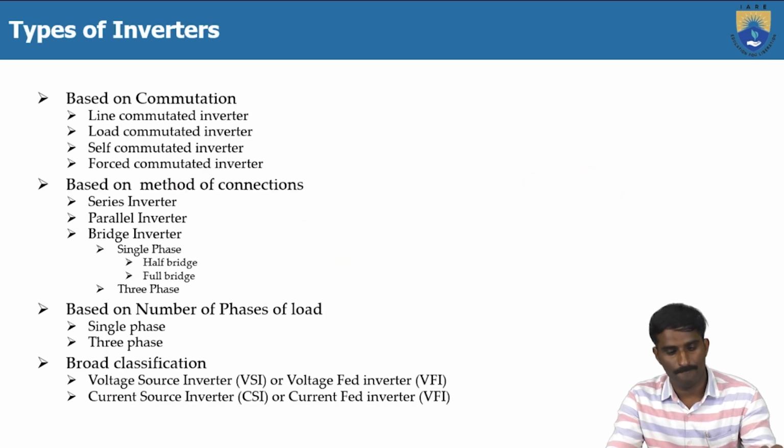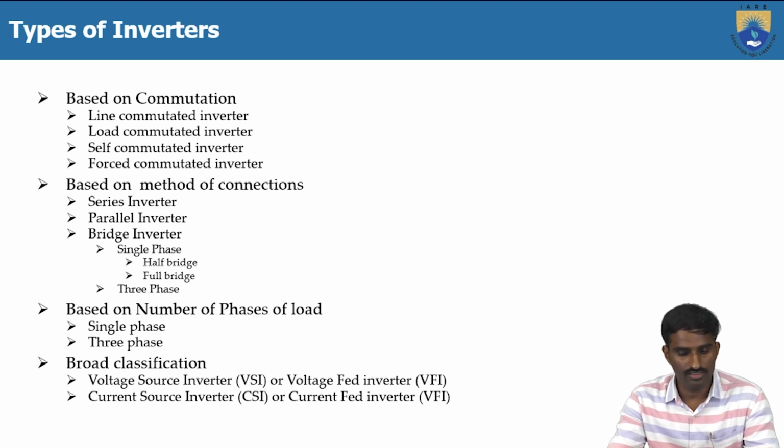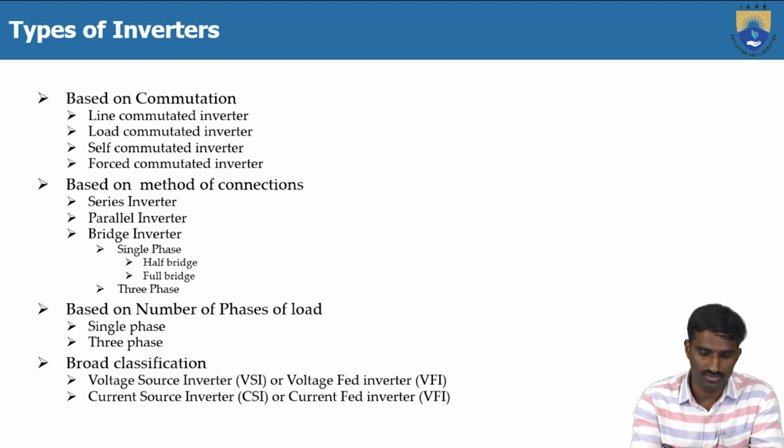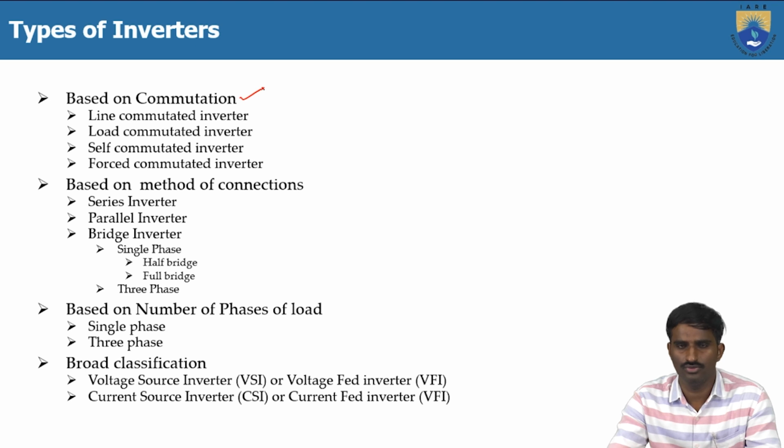And then what are the different types of inverters? The types of inverters can be classified based on different parameters. Here, the first one is based on commutation. We already know what is meant by commutation: commutation is nothing but the process to turn off the thyristor. Of course, we already discussed different types of commutations.